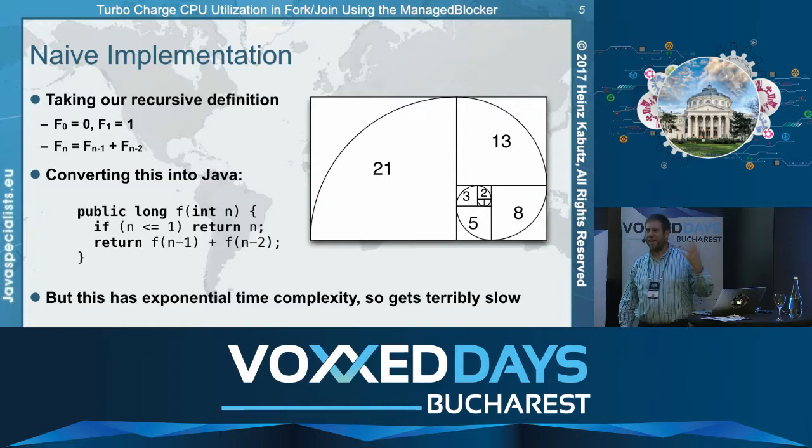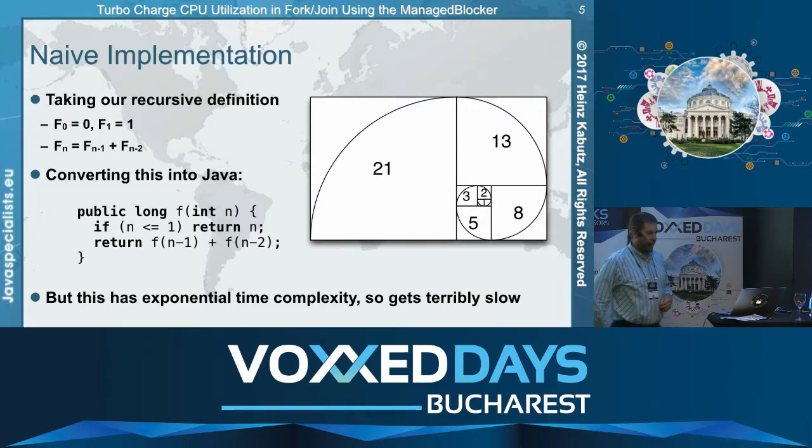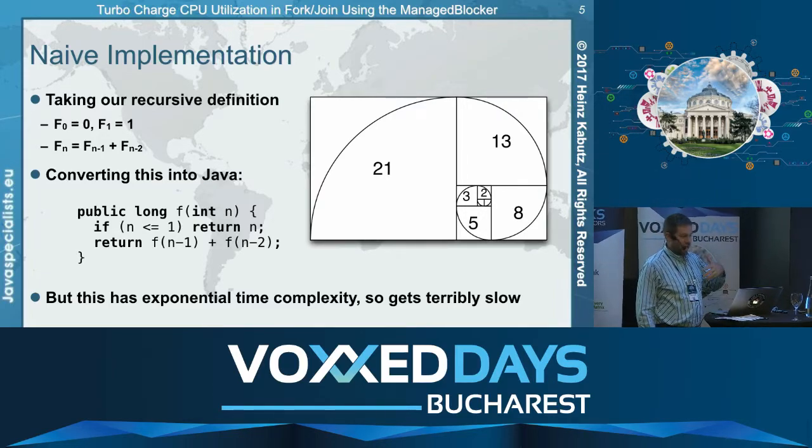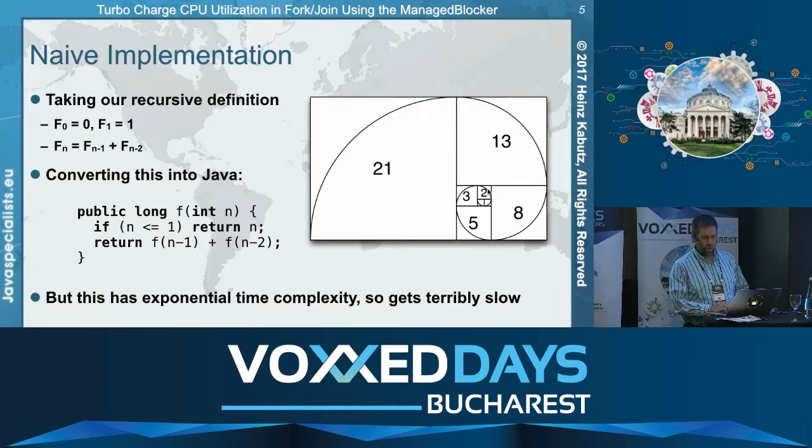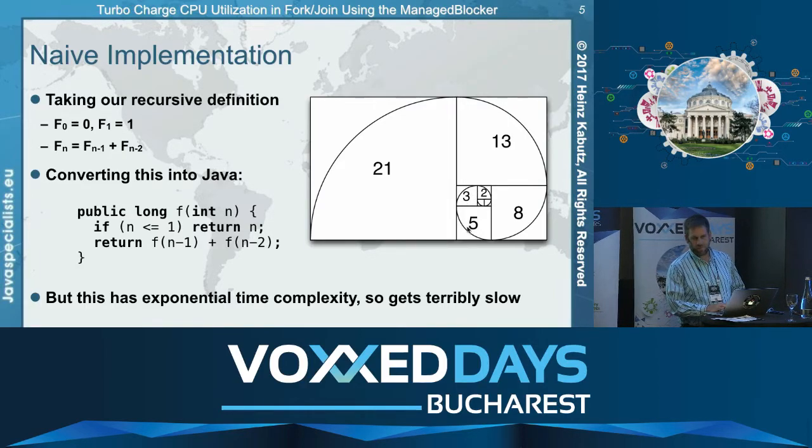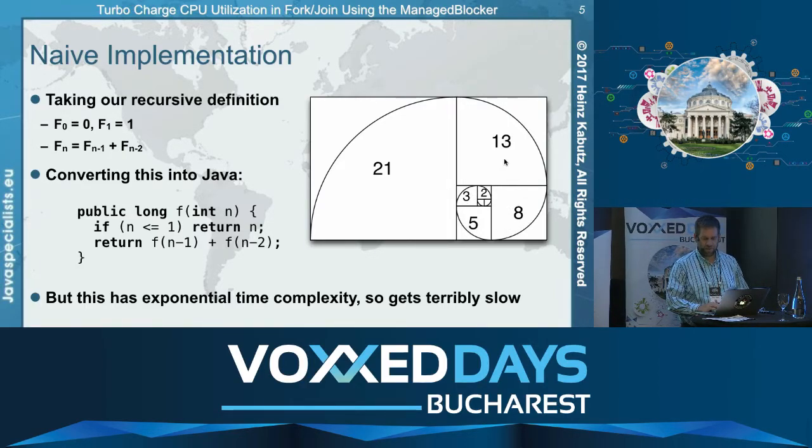Now, here's a naive implementation. The mathematical function is f of 0 is 0, f of 1 is 1, and then f of n is equal to the previous 2 numbers added together. And so you can see the picture is the spiral that goes around and around. 0 plus 1 is 1, 1 plus 1 is 2, 1 plus 2 is 3, 2 plus 3 is 5, 3 plus 5 is 8, 5 plus 8 is 13, and so on.